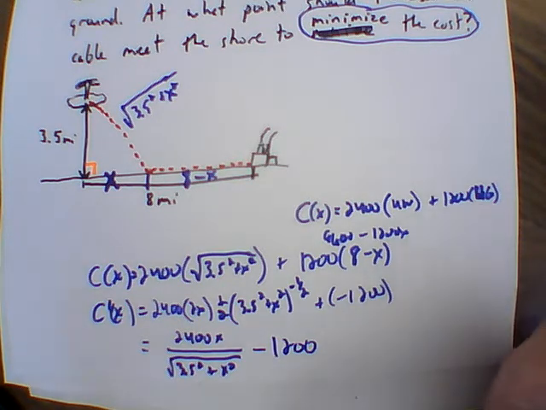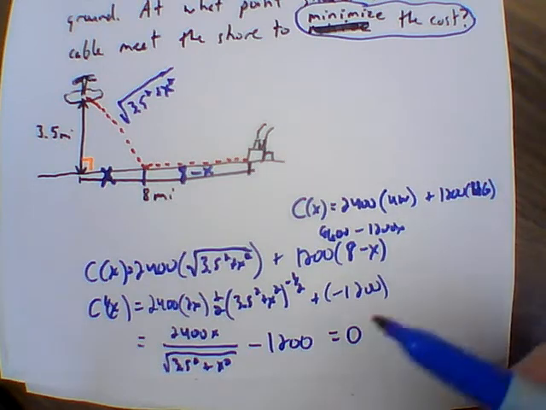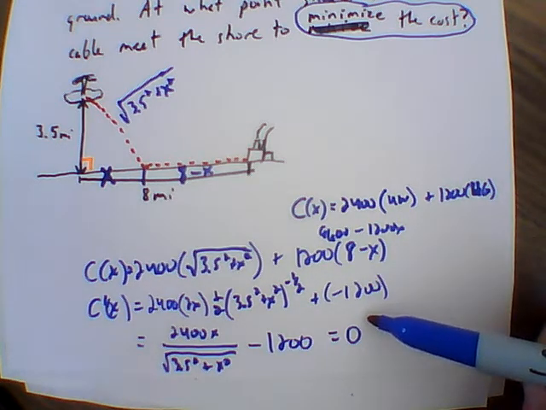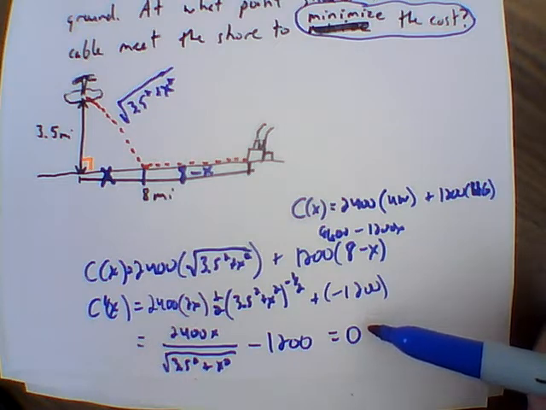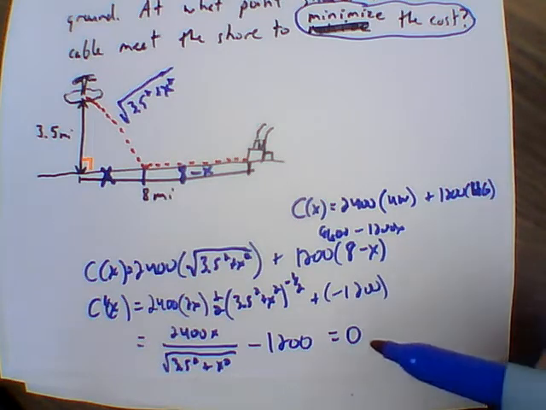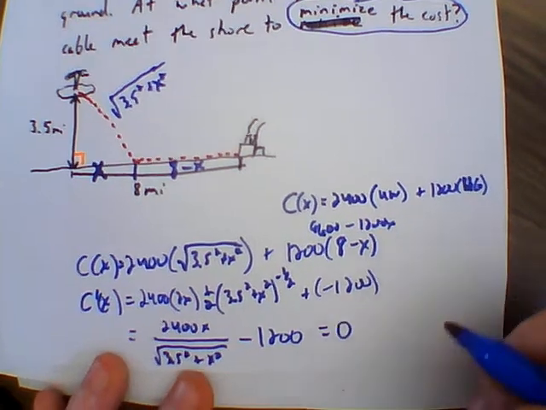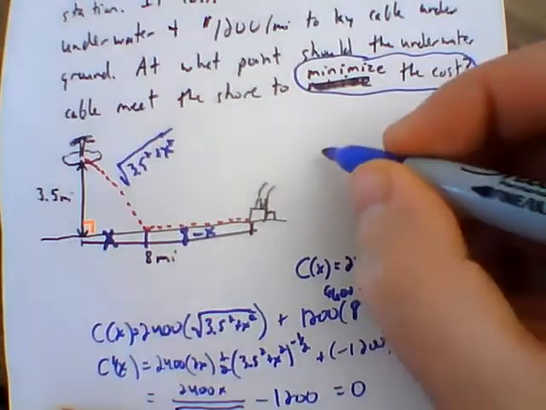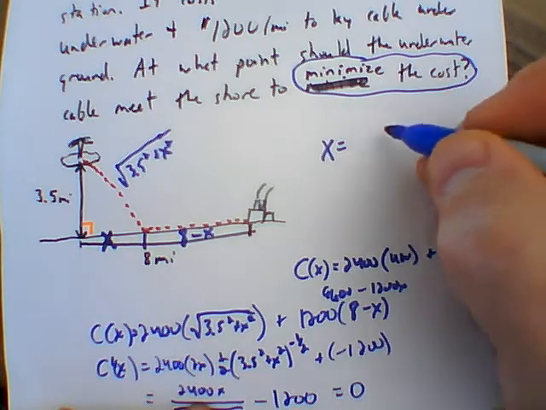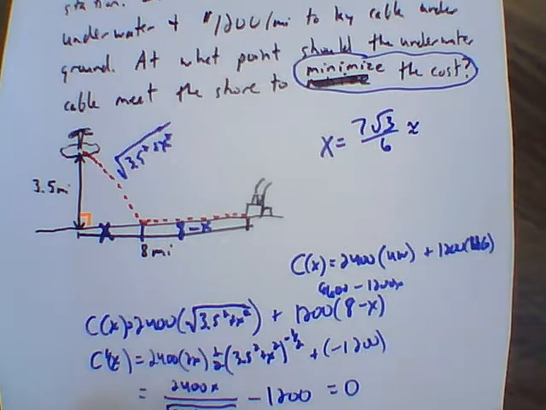So now we'd have to go through and solve for x. Once again, we would set it equal to 0, and then solve for x. In this process of solving for x, we would add 1,200 over, then multiply over by this, then divide back over by 1,200. Given that, we would square, simplify, and continue on solving for x. We would see that x equals 7 root 3 over 6. Okay, so x equals 7 root 3 over 6.